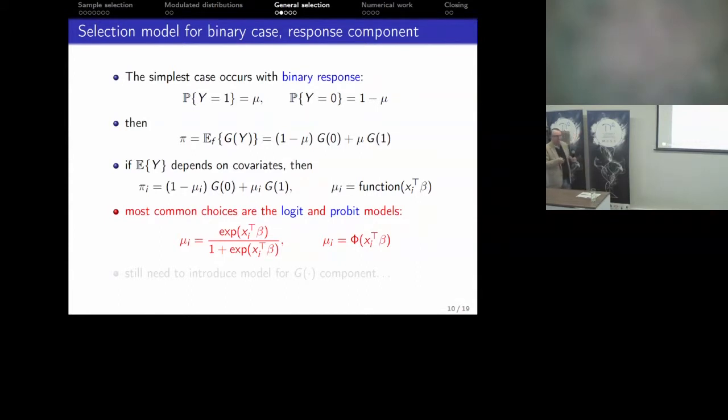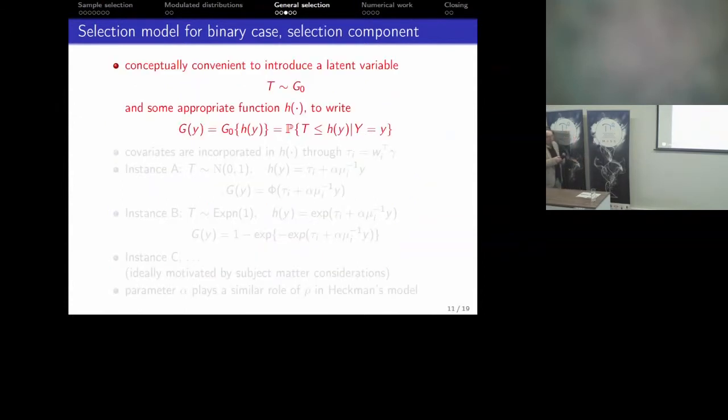Now, the question is still open. How do we choose G? Well, G has to be a probability depending on the argument. And it's conceptually convenient to introduce a random variable T, say T has a distribution function G0, and G of y is a combination of G0 times a function of y, such that G of y is the probability that capital T is less than this expression, H of y, given the model.